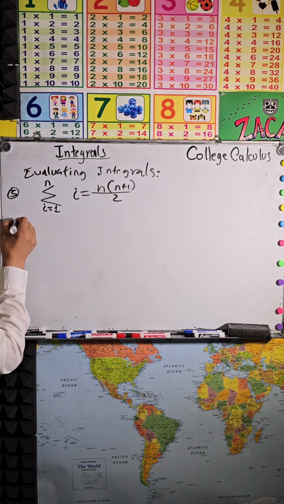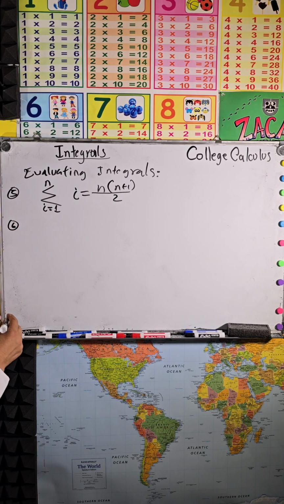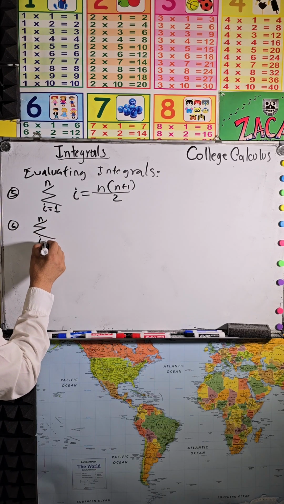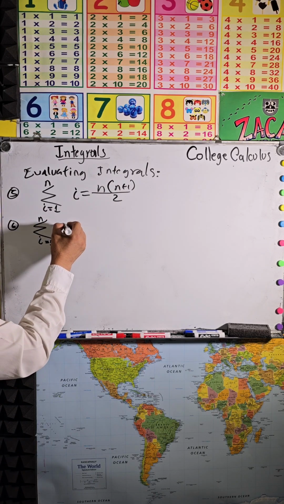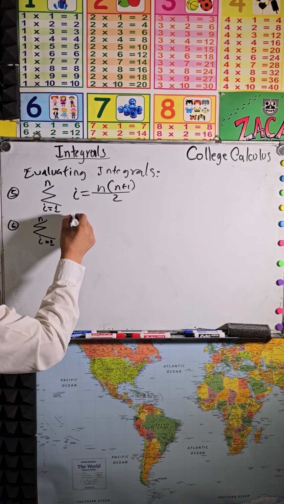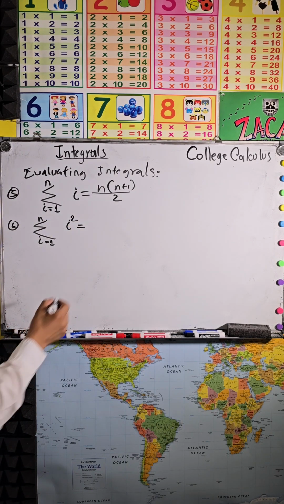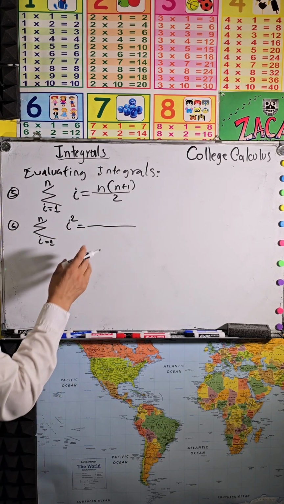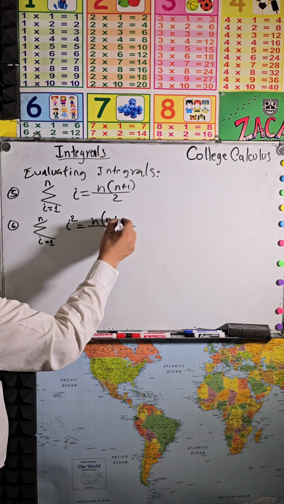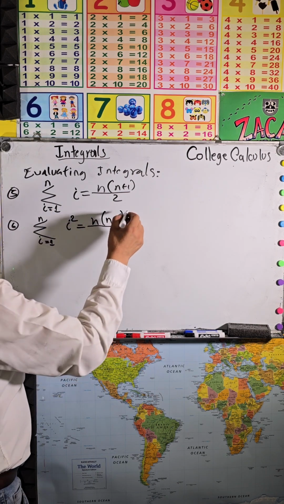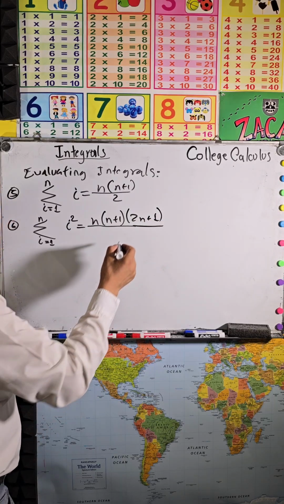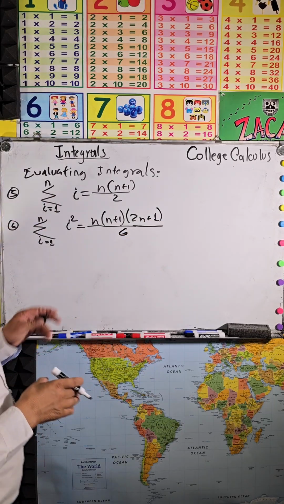The next one, number 6: sigma, i equals 1 to n, of i squared equals, when you have problems like this, we have to apply these formulas, n times n plus 1 times 2n plus 1, over 6. I'm going to show you some problems and solve one problem using one of these formulas. Okay.